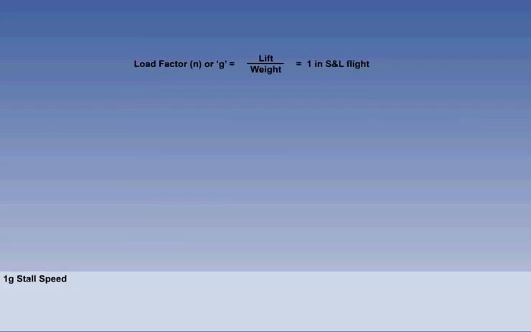In straight and level flight, the weight of the aircraft is balanced by the lift. So the load factor, which is lift over weight, is 1. Whilst N in brackets is the correct symbol for load factor, the relationship between lift and weight has for years been popularly known as G. 1G corresponds to the force normally acting on us, that is, gravity.